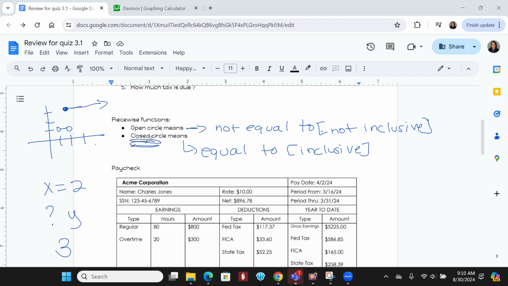Because it's a closed circle, right? Okay, so it's 3, not 1, because it's at a closed circle. You don't count the open circle. Does that make sense? Like if it did this, it would still be at 1. Whatever the filled in dot is, that's your answer. Okay?